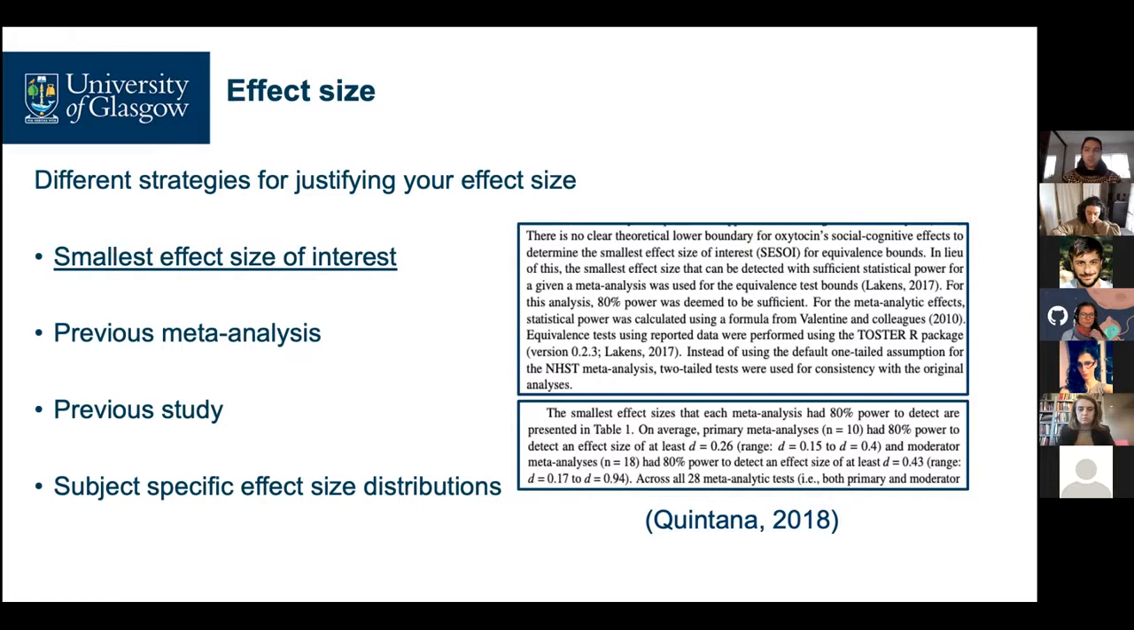So this first example is from a meta-analysis by Quintana, and he was interested in oxytocin research, and they didn't have a theoretical reason for what would be the smallest effect for this area of research, like what would we consider interesting, what would we not consider interesting. So they set this bound based on what the meta-analysis could detect, essentially the confidence interval around what it could detect, and they used that to argue what their smallest effect size of interest would be. So any effects smaller than that, closer to zero, they would consider not very interesting.